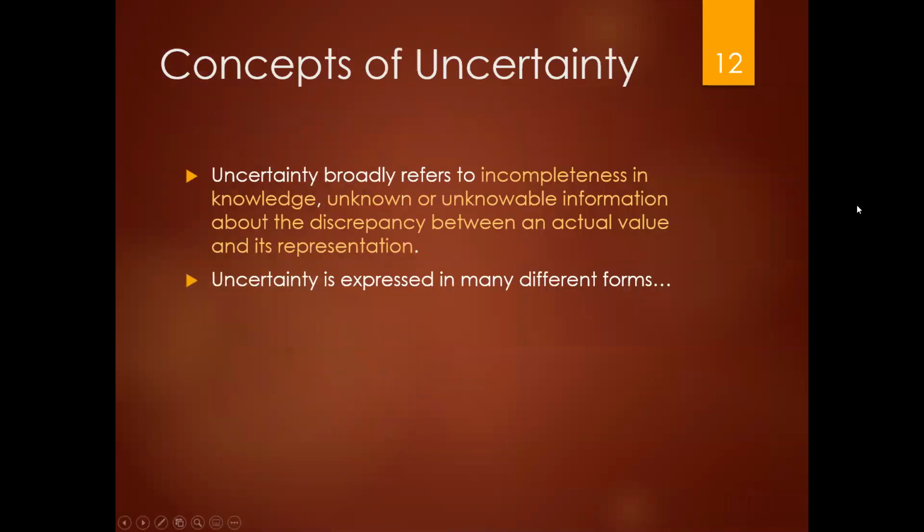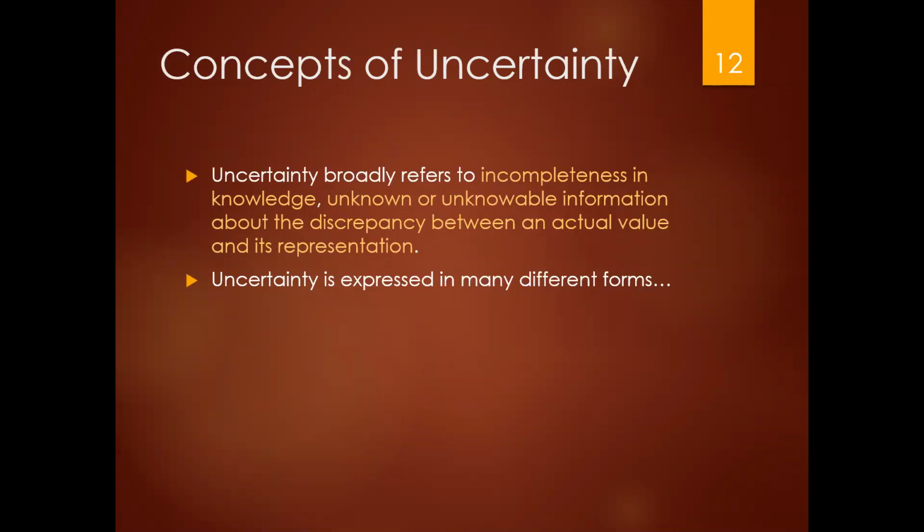Okay. So firstly, what is uncertainty? Let's just use a sentence to define it. Uncertainty broadly refers to incompleteness in knowledge, unknown or unknowable information about the discrepancy between an actual value and its representation. Okay, according to this definition, obviously uncertainty is not exclusive to geovisualization, to geography, or even to a specific type of science. It widely exists in science, in our daily life, it's everywhere.